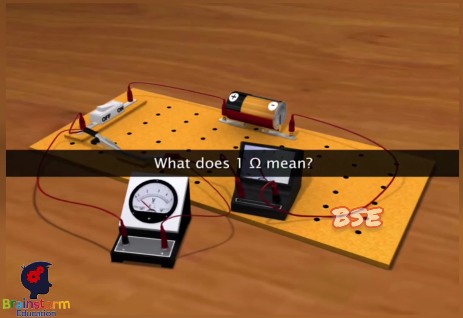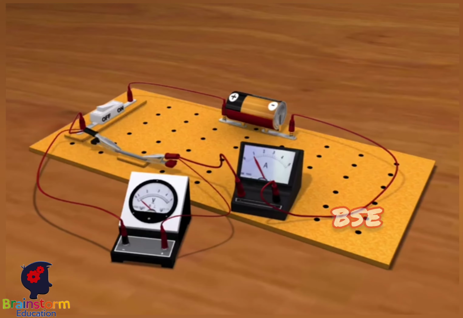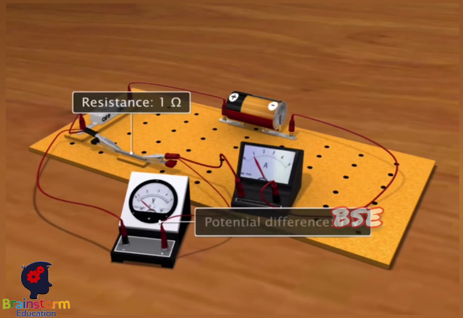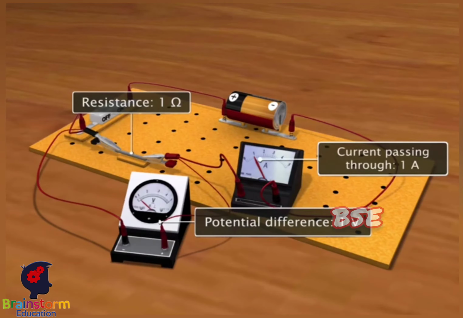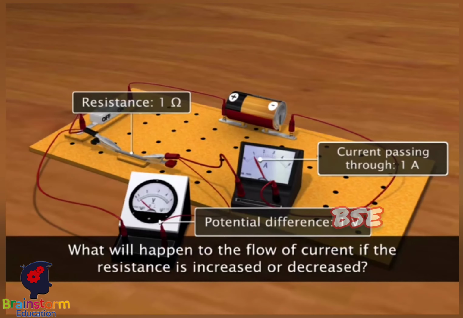So what does 1 ohm mean? If the resistance of a conductor is 1 ohm, then the potential difference across the two ends of a conductor is 1 volt, and the current passing through it is 1 ampere. What will happen to the flow of current if the resistance is increased or decreased?